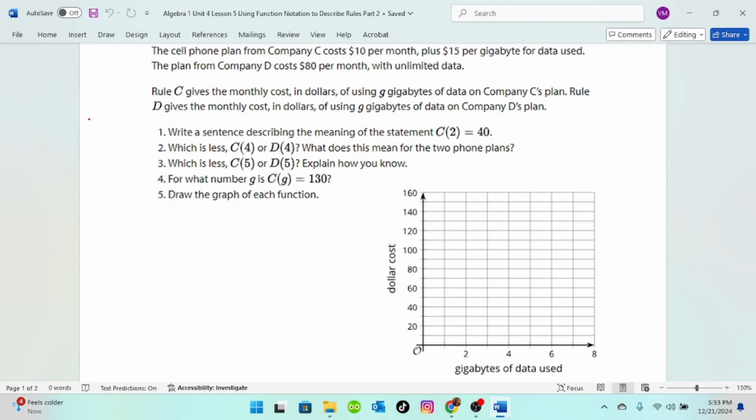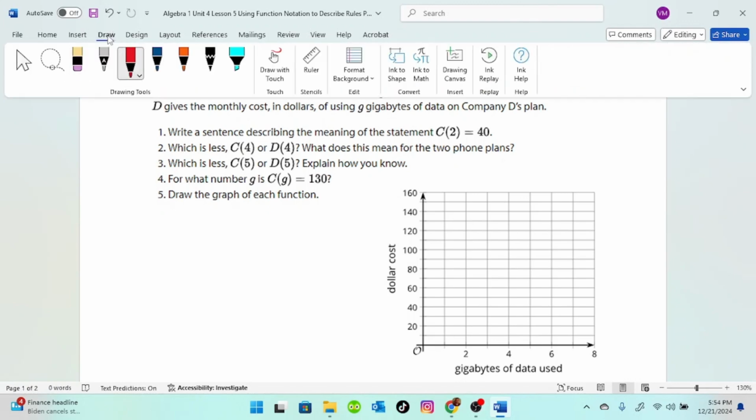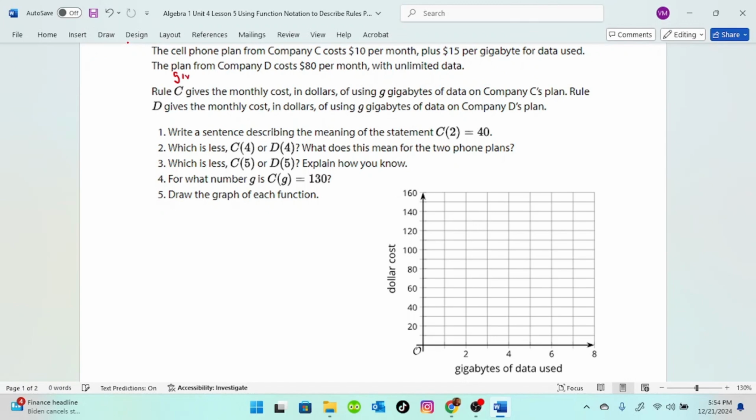Number 1, write a sentence describing the meaning of the statement C of 2 equals 40. So I want you to remember a statement. Anytime we see the word gives, the next thing it lists is going to be the output.